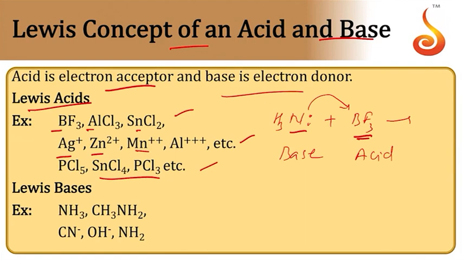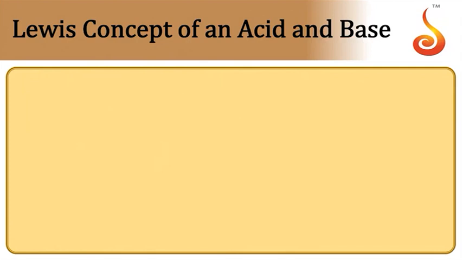When it comes to bases, neutral molecules with one or more lone pairs of electrons on the central atom. When you take all amines, primary, secondary, tertiary, they have a lone pair on the nitrogen, so they can donate the lone pair, hence they are Lewis bases. And anions which can donate one or more lone pairs also act as Lewis bases.